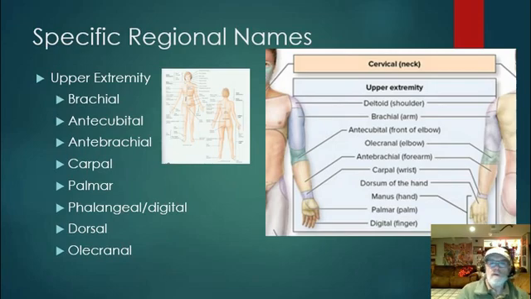Upper extremity has a few words I think are important. Brachial. Brachial is this blue area right here. So if I'm looking, this area right here is the brachial region. It's the upper arm.